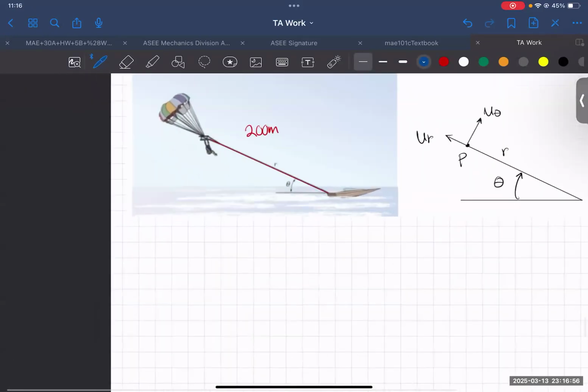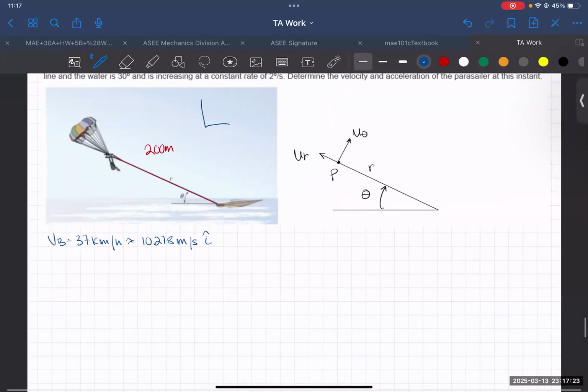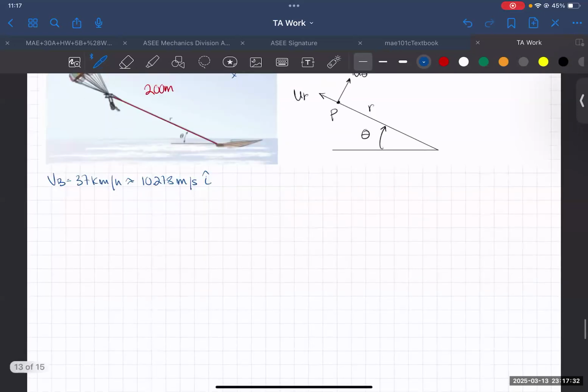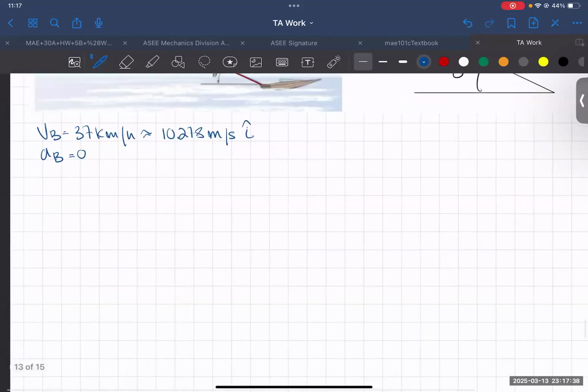So first, let's write down the givens. The velocity of the boat is given, which is 37 kilometers per hour, approximately 10.278 meters per second in the I-hat direction. Let's label this y, x. We know it's at a constant speed, so the acceleration of the boat will equal 0.